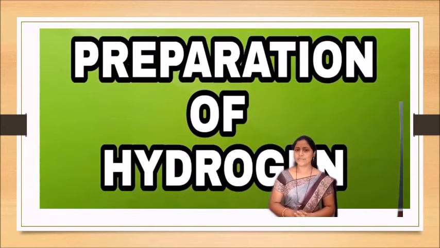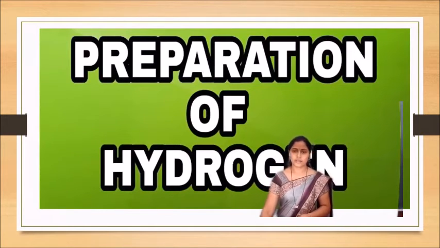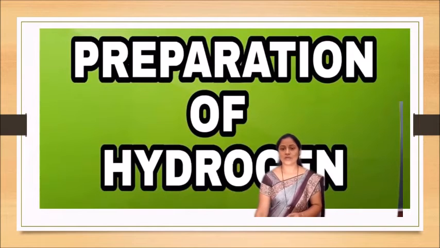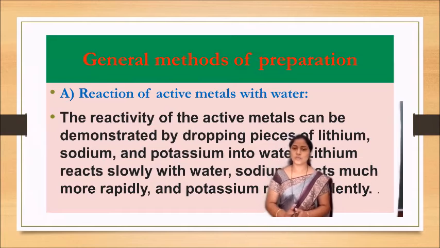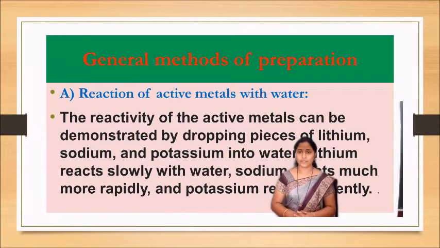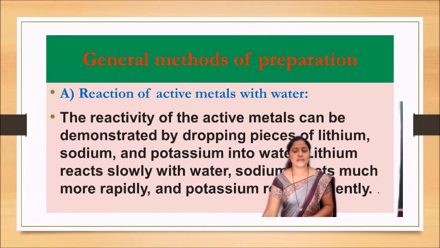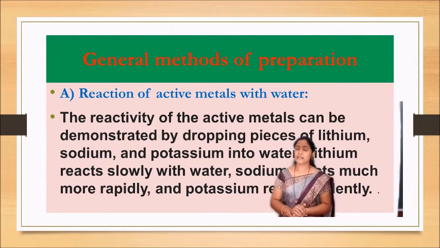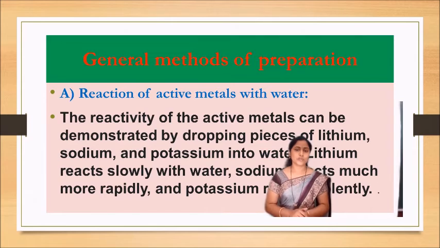Okay, now let's go for the preparation of hydrogen gas. In today's session, we are going to discuss only two methods of how to prepare hydrogen gas. First of all, the general method, and that is nothing but the reaction of water with active metals. I'm saying not all the metals, only the active metals. We know the reactivity series, and at the top of the reactivity series, potassium and sodium are present because they are highly reactive.